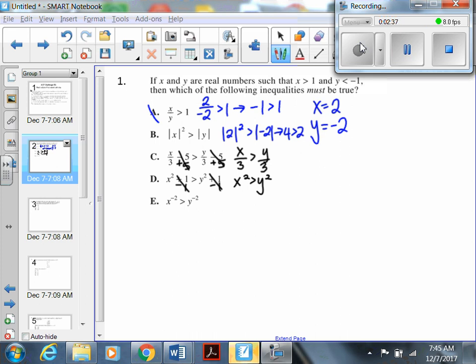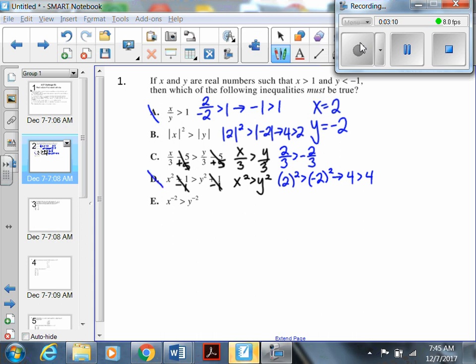Looking at C, using my new answer choice the way I've rewritten it, I'm going to plug in the x and y values. 2/3 is greater than -2/3. That's also true, so C remains as one of our possible answer choices. Plugging in x and y for D in our new rewritten answer, we would have 2 squared is greater than -2 squared. In other words, 4 is greater than 4. That's not true. Let's eliminate D.